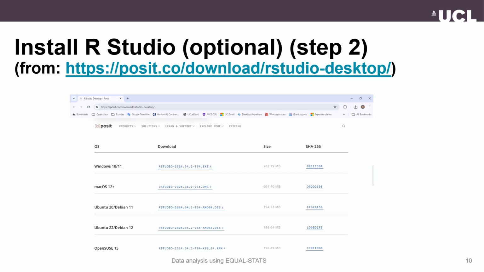The second step is installation of RStudio, which is an optional step. Once you click on the web link and scroll down, you can see RStudio installation files for different operating systems. Please click on the appropriate link depending on the operating system you have and follow the instructions. For the Mac operating system, double-click on the DMG file and drag the application from the DMG window to the Applications folder.